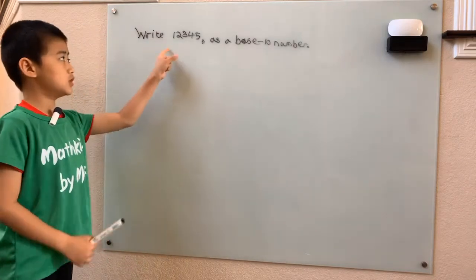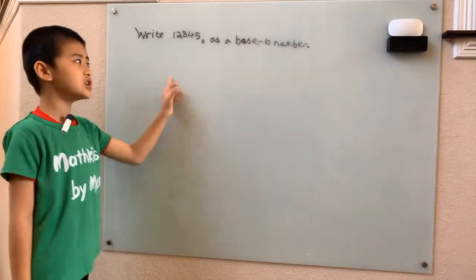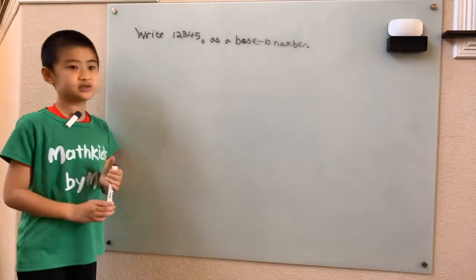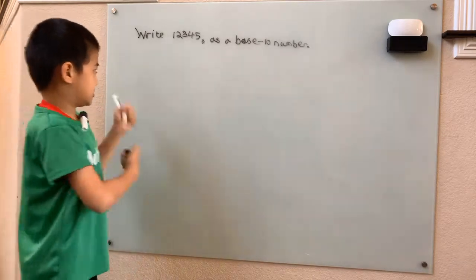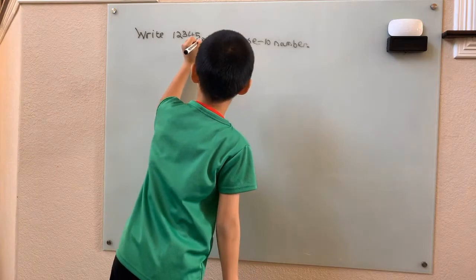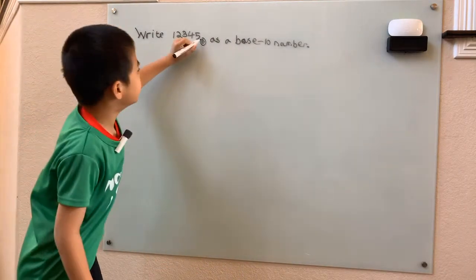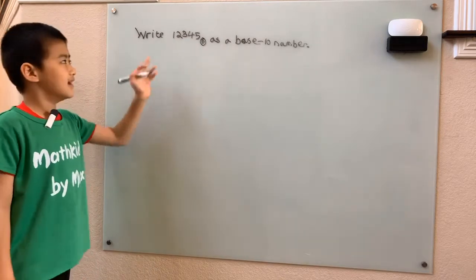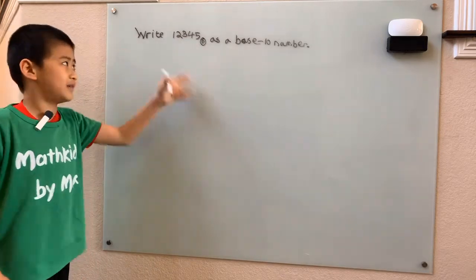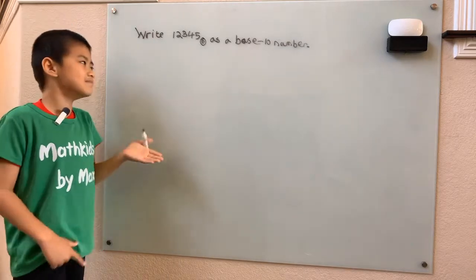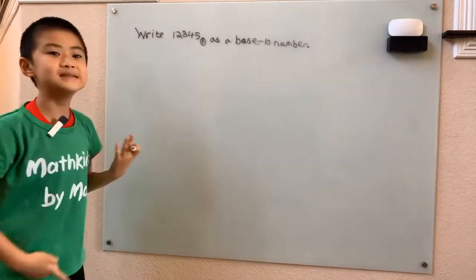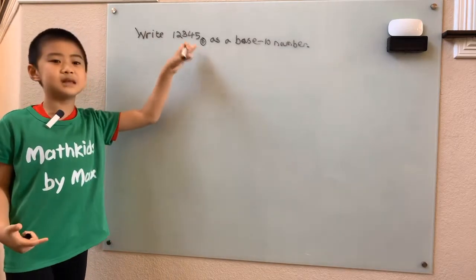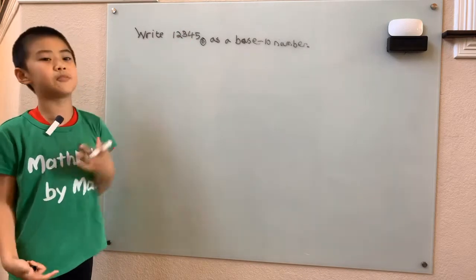We have to turn 1, 2, 3, 4, 5 base 6 into a base 10 number. First we have to talk about what this little 6 down here means. We'll circle it, that way you know which 6 I'm talking about. By the way I said 1, 2, 3, 4, 5 base 6, you can think that this stands for base 6.